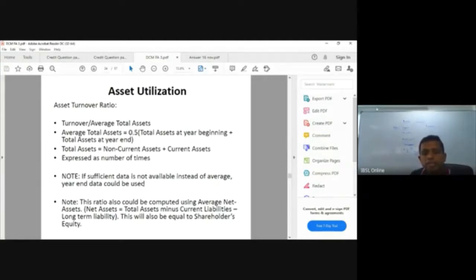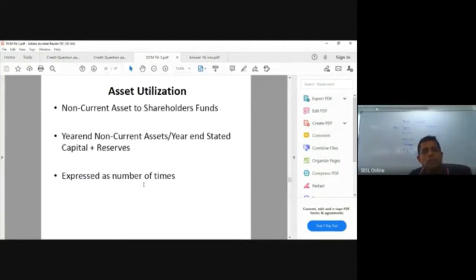But here, a different ratio, you are comparing your non-current assets with the shareholders fund. Here, no need to take averages. Non-current assets divided by year-end equity capital or year-end shareholders fund. Shareholders fund means equity capital. This is also expressed as a number of times.